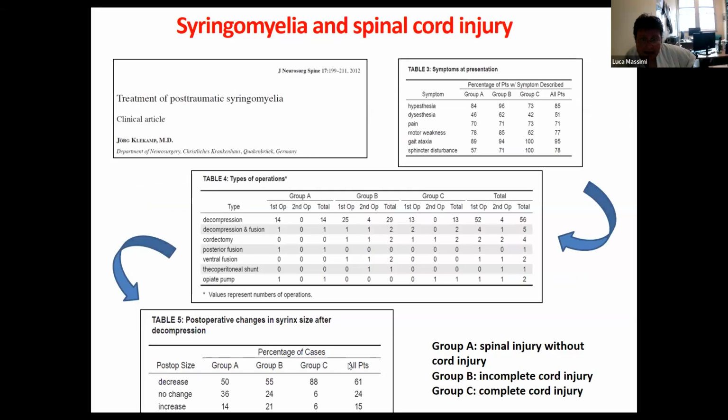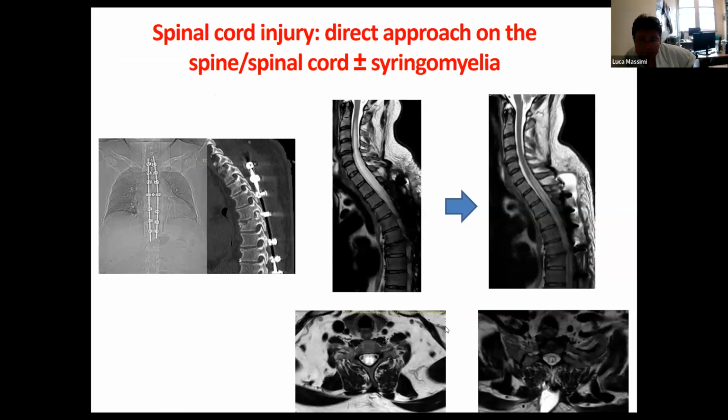post-traumatic syringomyelia. As you can see, the treatment is varied, starting from the compression, infusion, in some cases cordectomy, and there is also the syringoperitoneal shunt, for example, independently from the type of injury. This is a case from our series where the syringomyelia improved after the stabilization and infusion of the patient. This is the pre-op and the post-op.